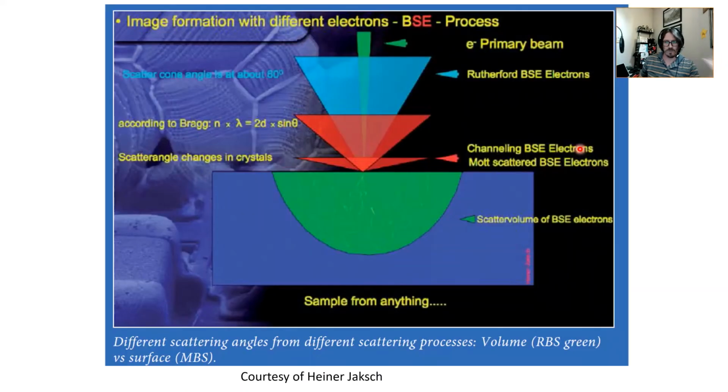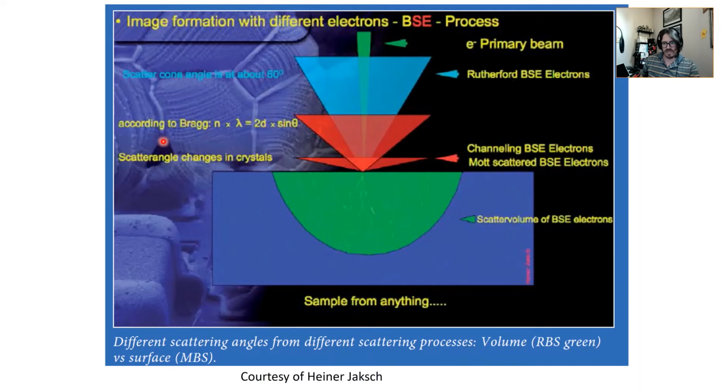But anyway, I kind of wanted to talk about it because he talks about different types of scattering electrons. And the primary electrons we talk about in terms of backscattered electrons are referred to as Rutherford backscattering electrons. And there's this other flavor called channeling backscattered electrons, and they have more of an interaction with the crystal structure, okay? And so you have this kind of Bragg angle type of interaction.